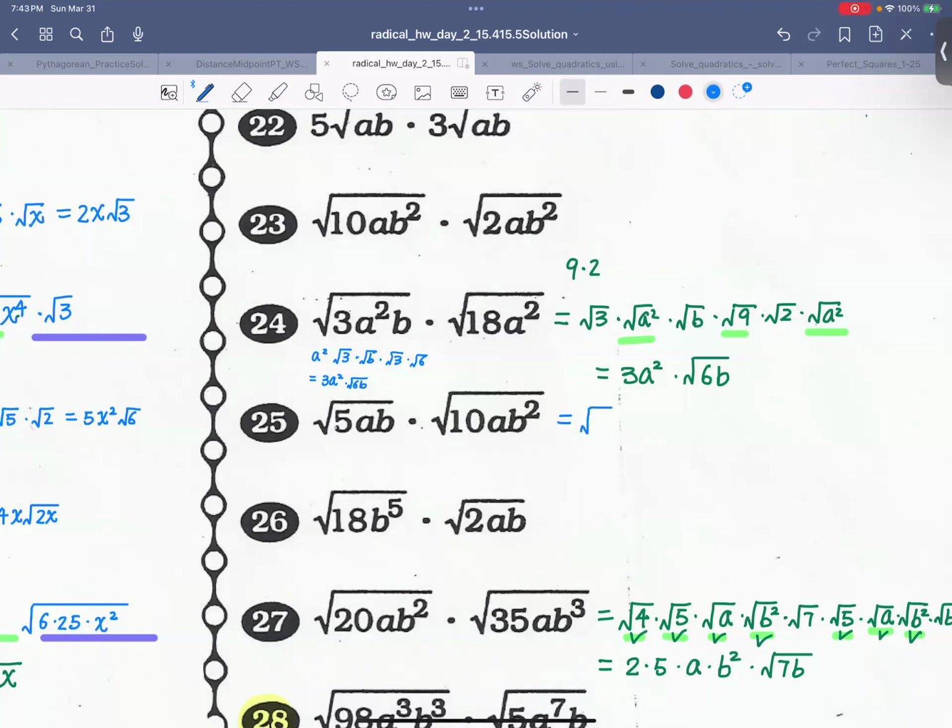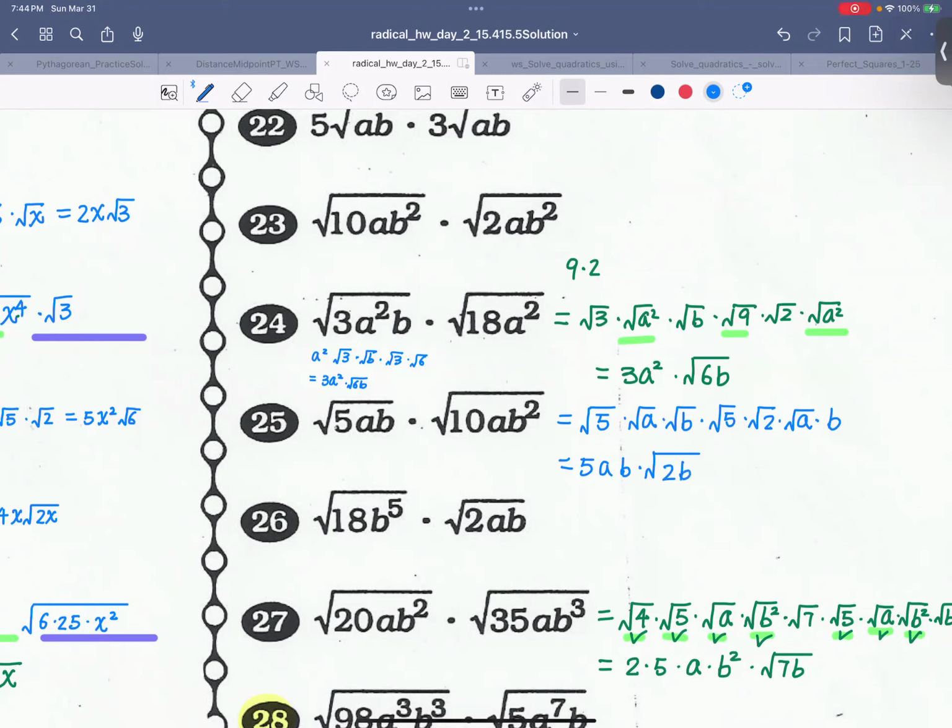So I first copy down here, okay? This is square root 5, this is square root A, this is square root B. And square root 10, I will rewrite this as square root 5 times square root 2, yes? Times square root A. And square root B squared will be? It can just be B. B, very nice. So this would be 5, that would be A. Yes, so we have 5AB times square root 2 and square root B.